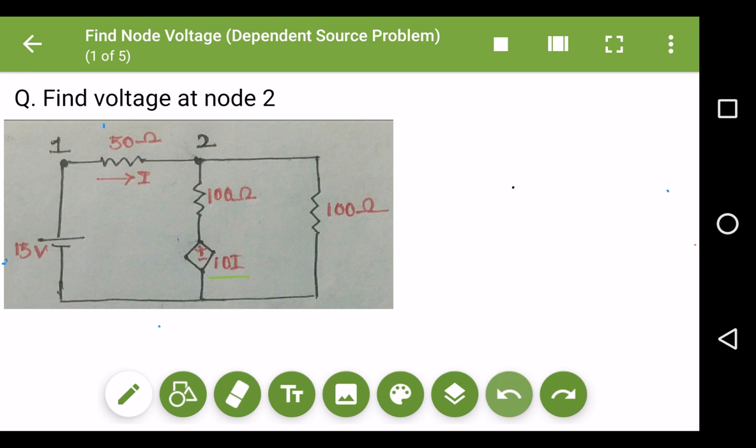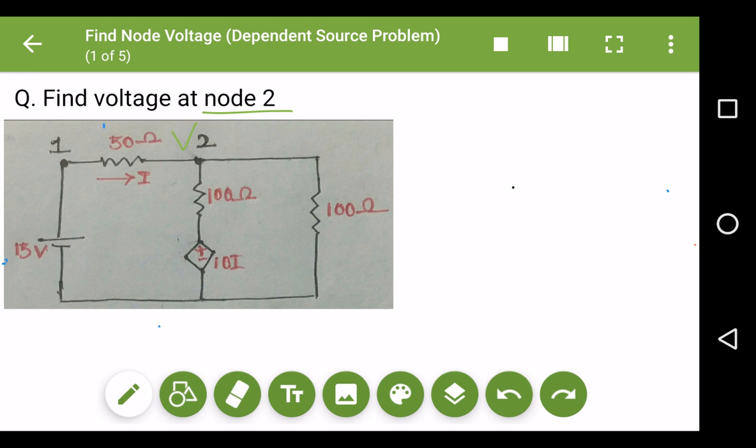The voltage is controlled by the current I, and that current I is flowing in the direction shown to us. So we have to make sure that this dependent source is not disturbed until you find the value of I. The next thing we need to find is the voltage at node 2.